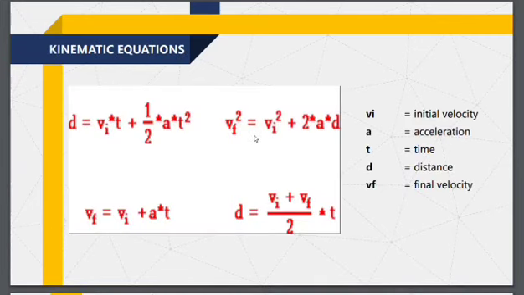These are the kinematic equations that can be used in solving free-falling bodies. Number 1. d = Vi × t + 1/2 × a × t². Number 2 is Vf² = Vi² + 2 × a × d. Third, Vf = Vi + a × t. And lastly, d = (Vi + Vf)/2 × t.